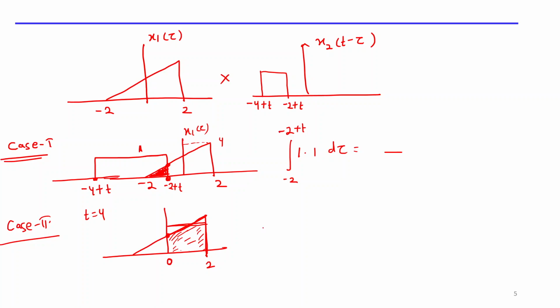Are you getting it, sir, or not getting it? Or is it a little bit tougher for you? Sir, the integral limits are minus 2 to minus 2 plus t. Then how did you get 1 into 1? Sir, it is just the height. You just need to check the height. The height of the signal is 1, and whatever the height is here, you need to find out the height of that one.